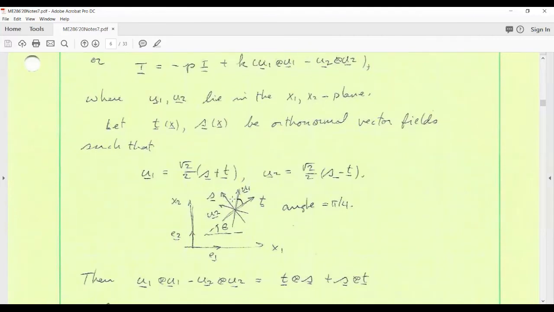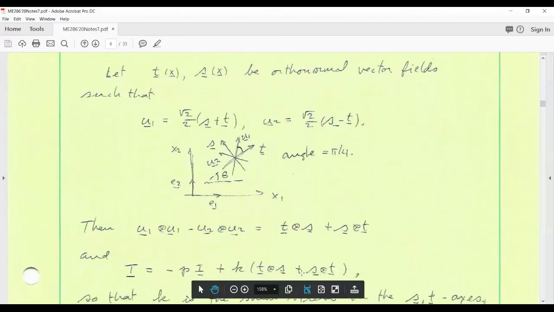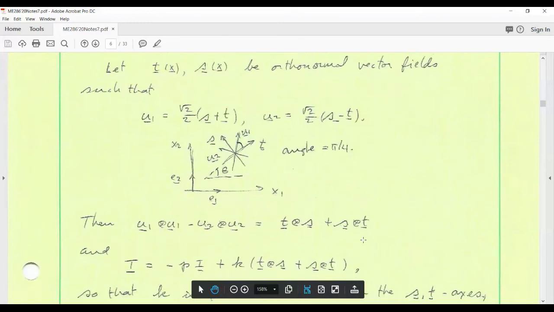Okay, so you can see immediately U1 and U2 we can decompose in this orthonormal basis consisting of T and S. And you'll just get this, because the angle here is 45 degrees. It'll be root 2 over 2 (s plus t). That gives you u1. u2 is root 2 over 2 (s minus t). We're going backwards along t here, hence the minus sign. And if we come back, use these expressions and form these tensor products here, we'll find that we just get t tensor product s plus s tensor product t.